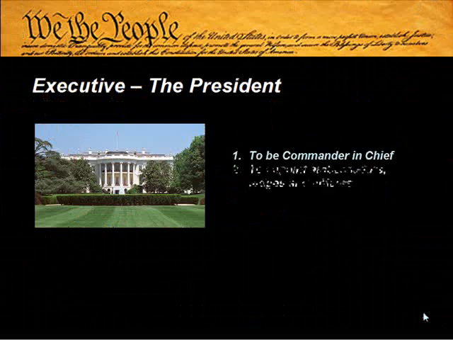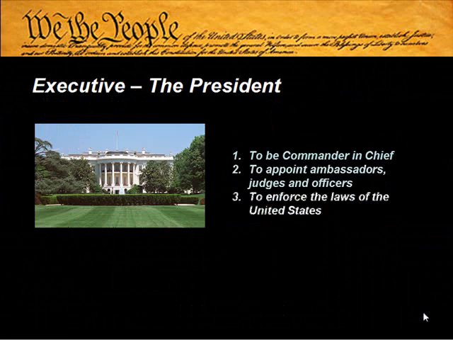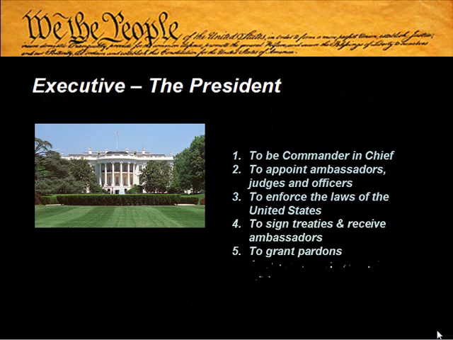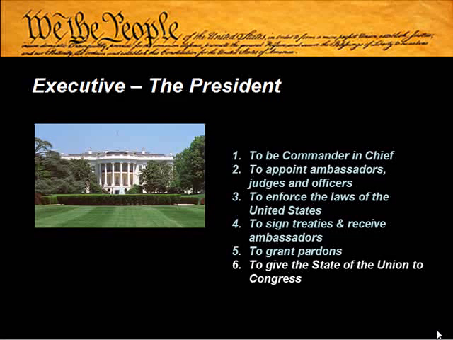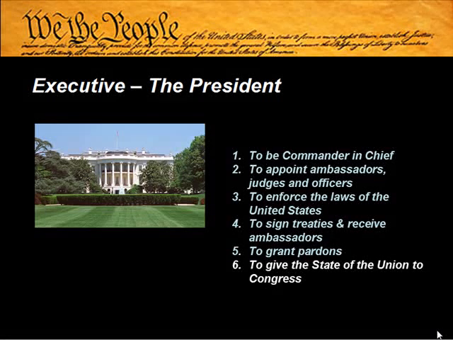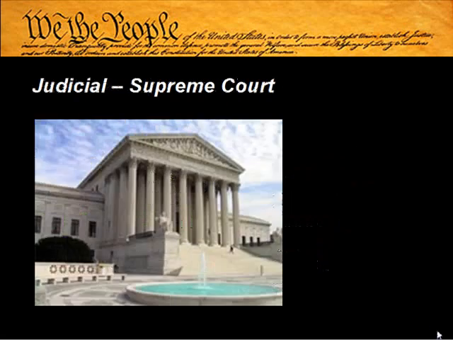To be commander-in-chief, to appoint ambassadors, judges, and officers, to enforce the laws of the United States, to sign treaties and receive ambassadors, to grant pardons, and to give the State of the Union to Congress. And so you can see that this list of items is reduced to 6 rather than 10.